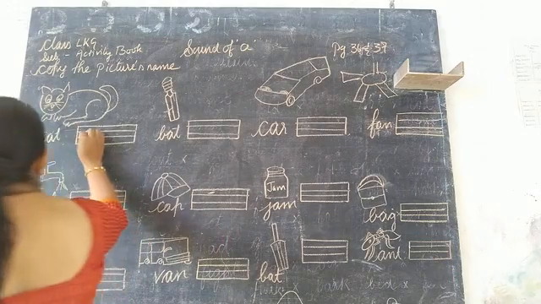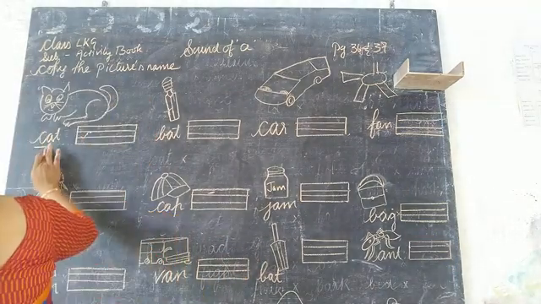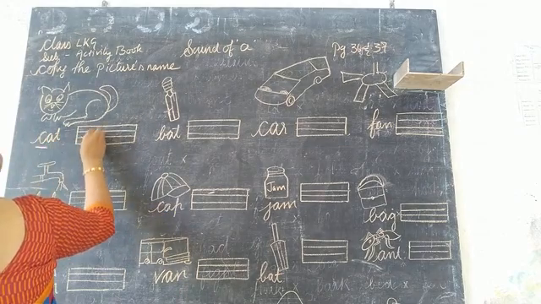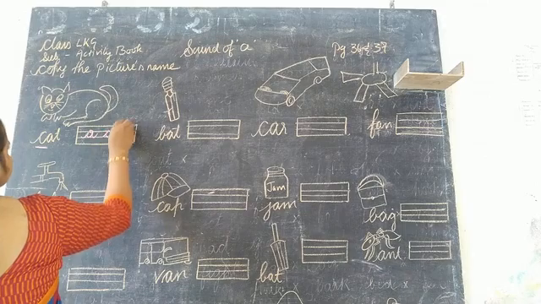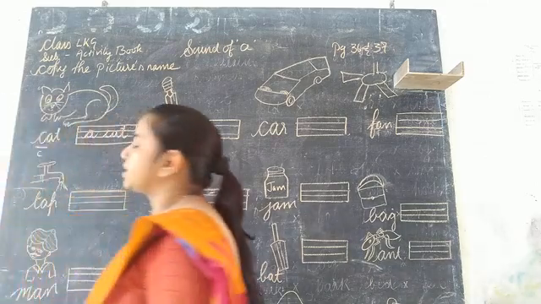So we will write here a cat. We will use a different chalk so that it will be easy for you to see. As your C is what? Consonant. So we will write it like that, consonant.